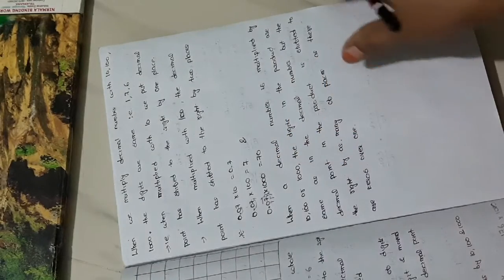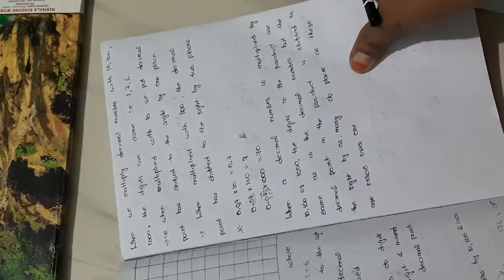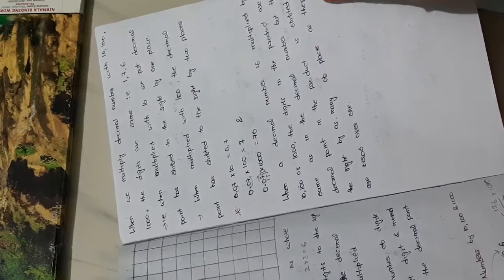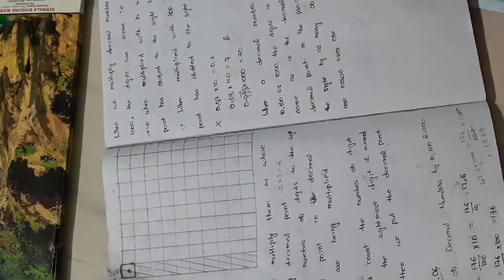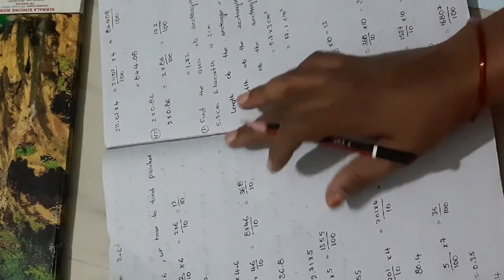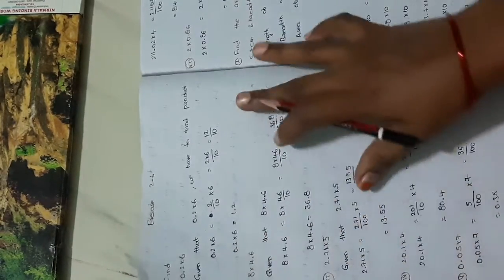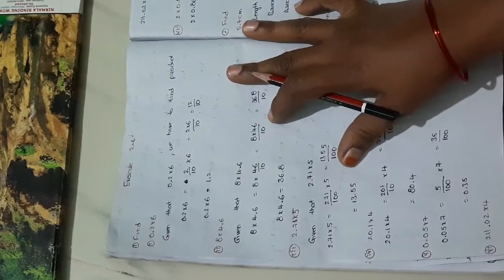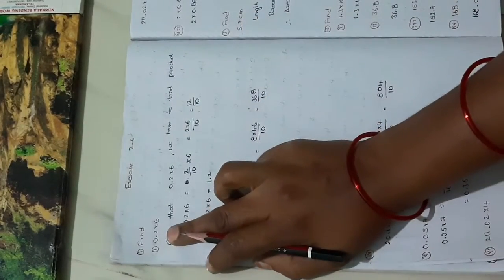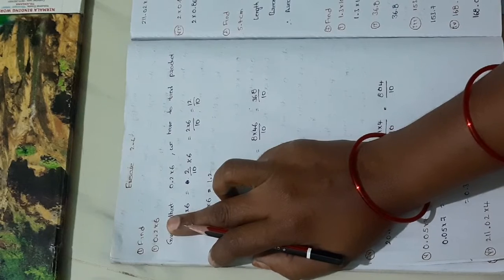In the similar way, you can multiply any decimal number with 10, 100, 1000. Next, we are going to discuss the problems in Exercise 2.6. The first question is: find 0.2 into 6. Here, what are we going to do?